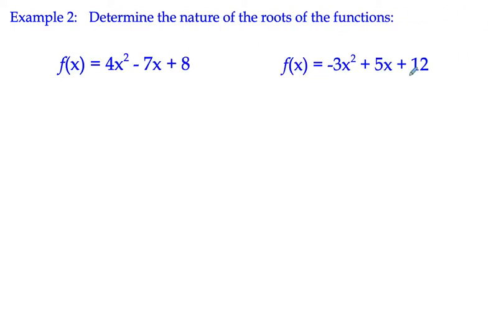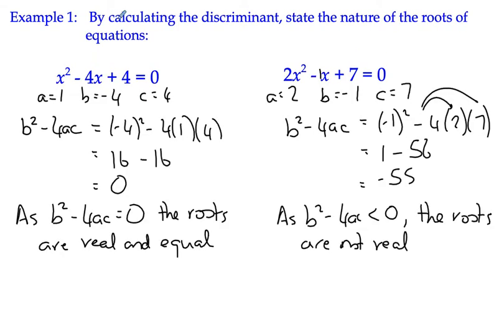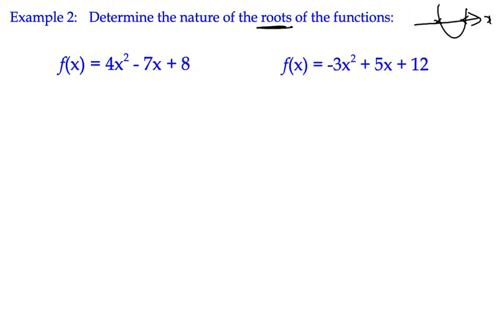Now, we're nearly there, but what I want to do is change the wording of the question. Look at this: determine the nature of the roots of the function. Remember, we're talking about roots being the x-intercept points. Do you notice that's different from stating the nature of roots of the equation or the solutions of the equation? So we're talking about nature, but it's a root of the function and not a root of the equation. But it all means the same thing. And again, we've got function notation here. It doesn't matter if it's y equals or f of x equals. In this one here, a is positive 4, b is negative 7, and c is positive 8.